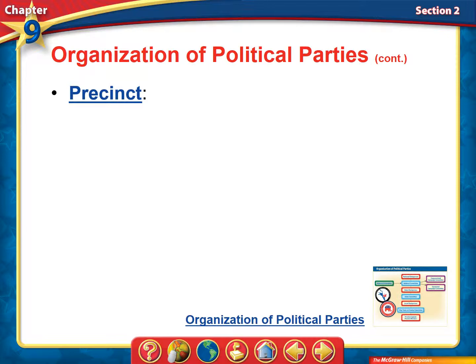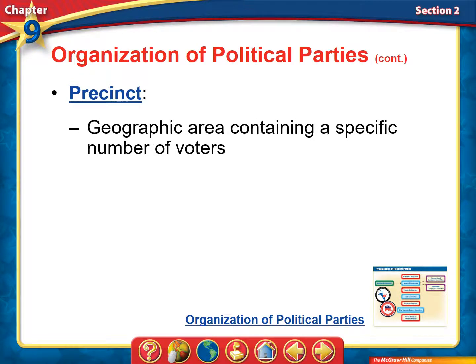Next, a precinct. A precinct is a geographic area that contains a specific number of voters. We are part of a voting precinct. We are in the same precinct as Transylvania County, and if memory serves, part of Buncombe County. And that precinct is drawn by the Republican Party because they are currently in power in the state of North Carolina. So once more, it's a geographic area containing a specific number of voters.